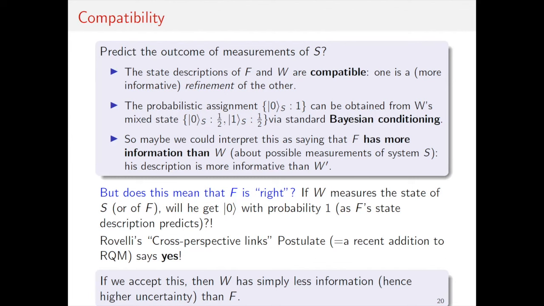Now, you could ask, what if W measures the state of S now, if he actually does a measurement? Will he get the state 0 with probability 1? There is a solution in the literature. Rovelli actually added a condition to his theory, an extra postulate called cross-perspective links, where he actually wants the result of that question to be yes. So if you accept this, then indeed you could just say that Wigner outside just has less information, more uncertainty than the friend inside, but in principle, the states are compatible because you can get from one state to the other using Bayesian conditioning.